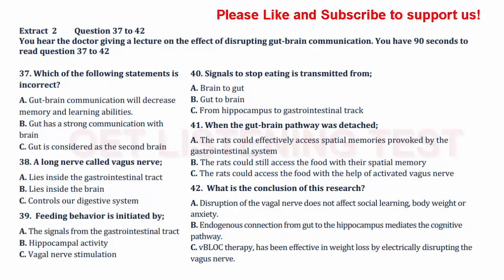Extract 2. Questions 37 to 42. You hear the doctor giving a lecture on the effect of disrupting gut-brain communication. You have 90 seconds to read questions 37 to 42.